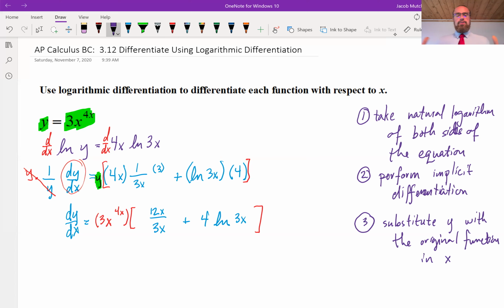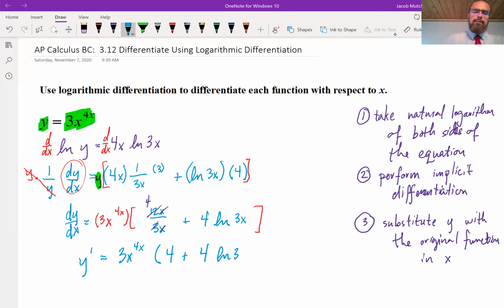What we need to do now is simplify and reduce. I do see I have a cancellation. 12 divided by 3 is just 4, and x divided by x cancels entirely. So our final answer, if we reduce down to that simplified y prime form, is y prime equals 3x to the power of 4x times 4 plus 4 times the natural log of 3x. And I'll box that as complete.